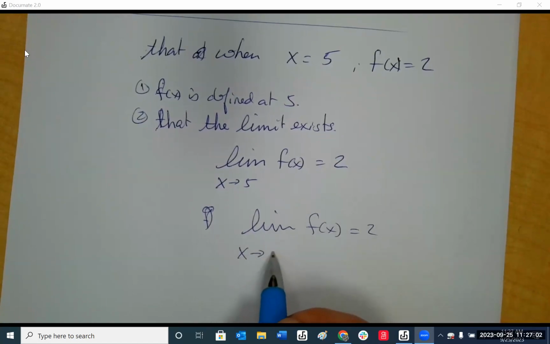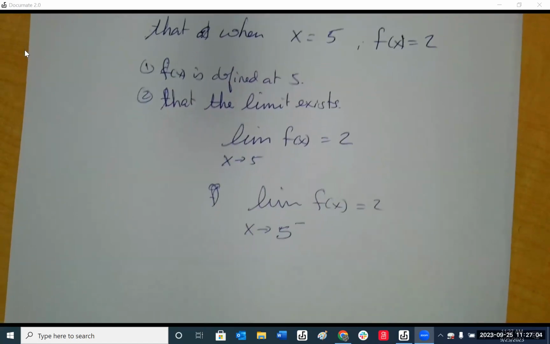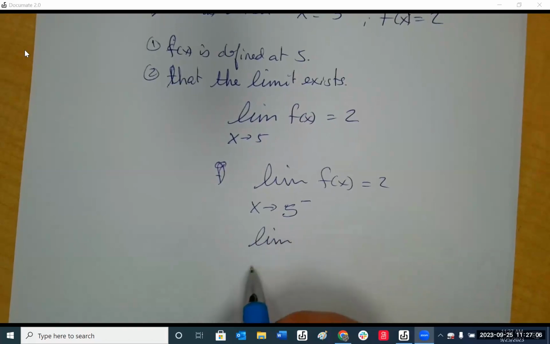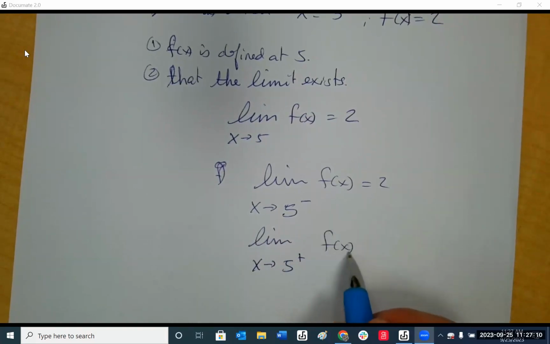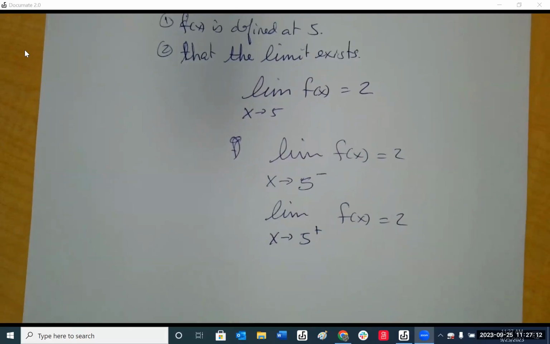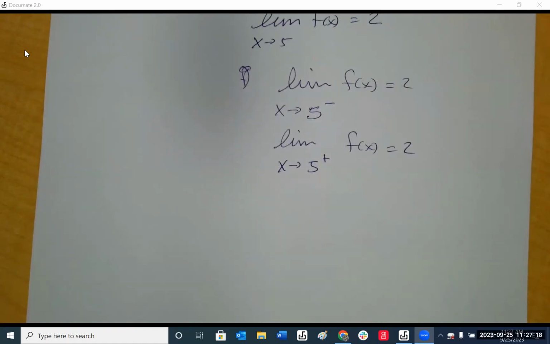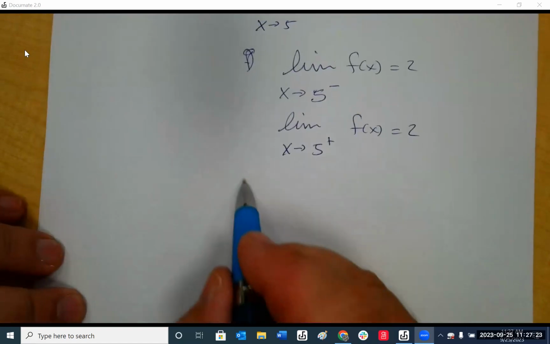be able to come from the left and from the right, and we get the same value. And so we also know that it's continuous at x equals 5, because all the numbers, back in section 3, were the ones that we were looking at.